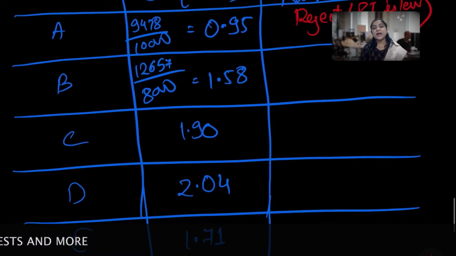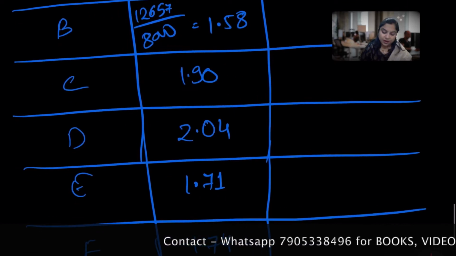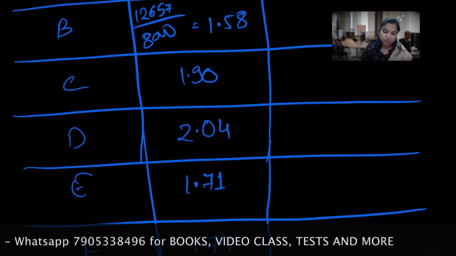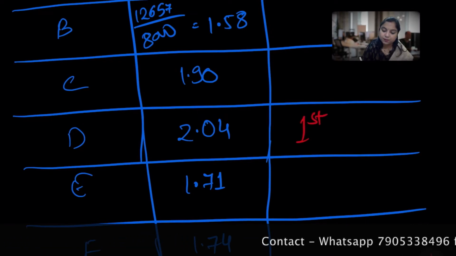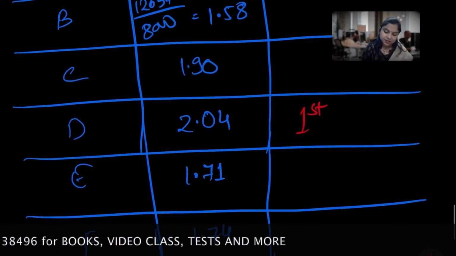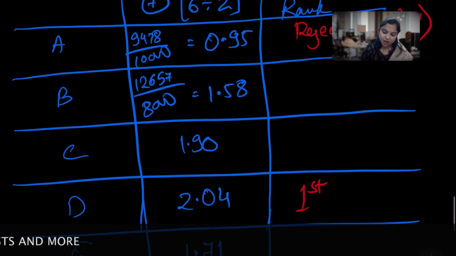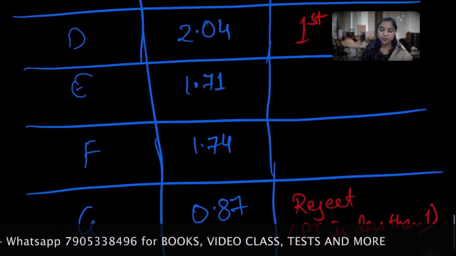Okay, because PI is less than 1. Then we have 1.58 again, while we can see that project D is the highest, 2.01, with the highest projected. So we will mark it as first. Okay, D. And then again we have 1.711. Then we have project number C with the second rank because it is 1.90.